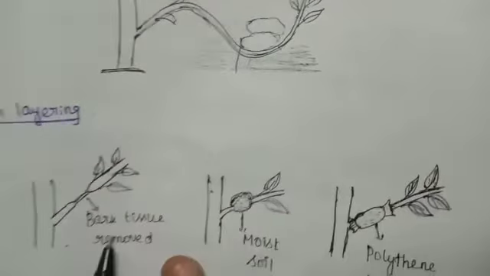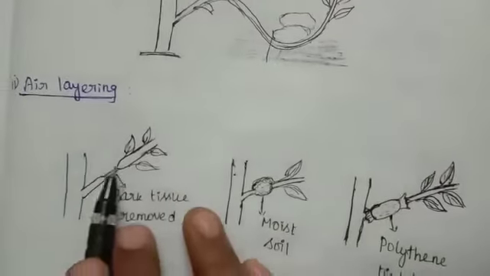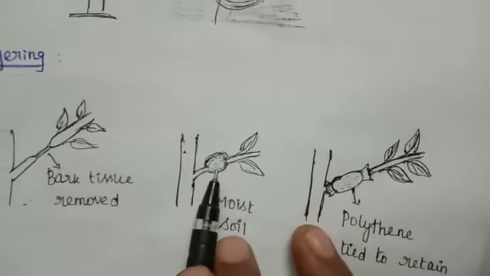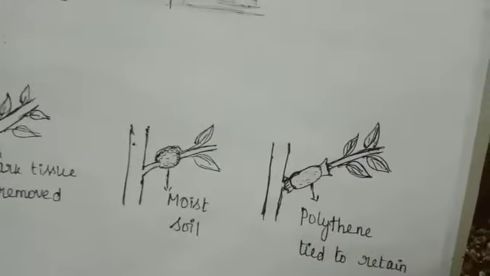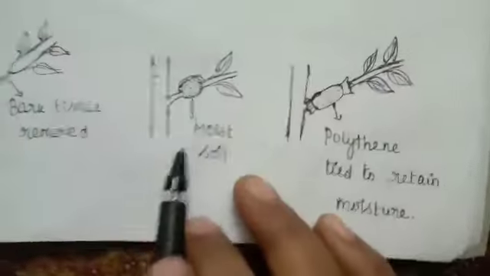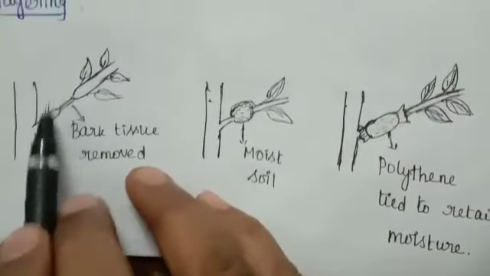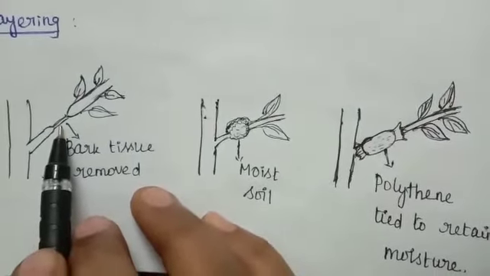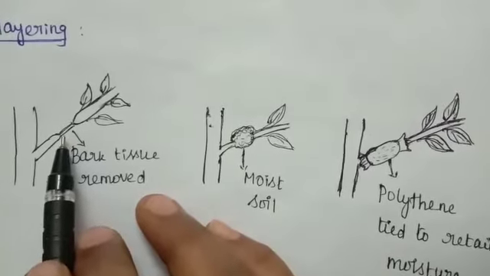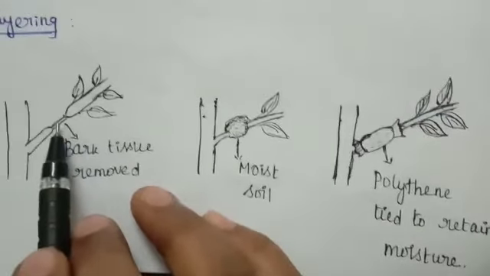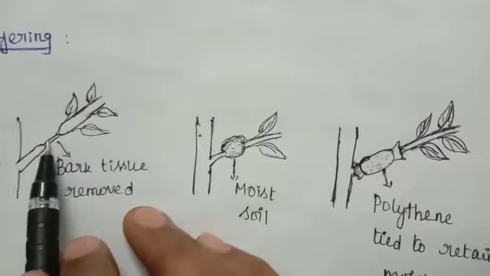Next, air layering. Bark tissue is removed in this place, moist soil is applied, and it is covered with polythene and tied. In this method, the stem is girdled. This is a girdled place, a nodal region, and the hormones are applied. The hormones for growth are applied to this region, which promotes rooting.